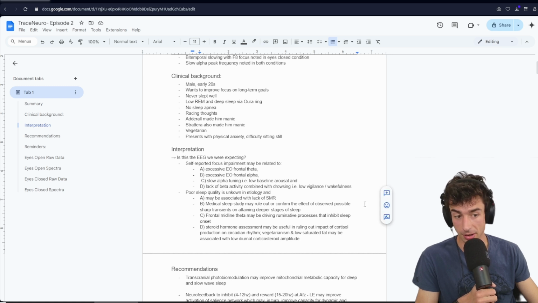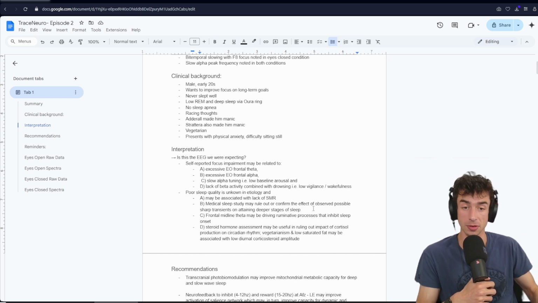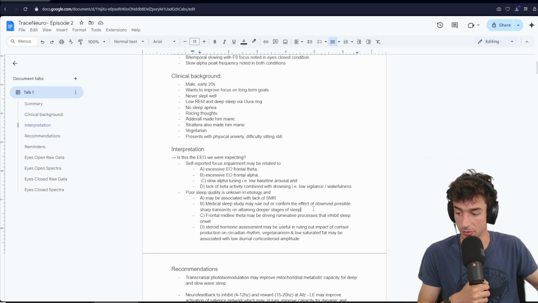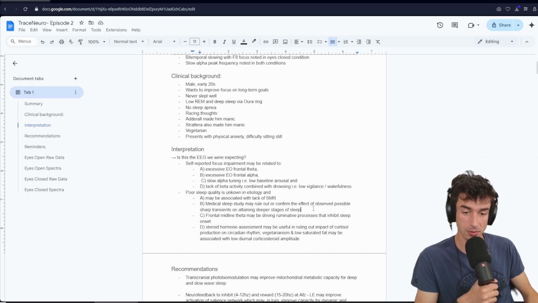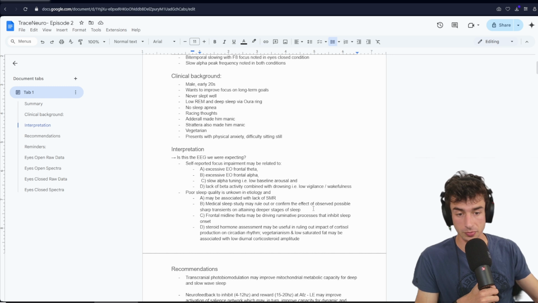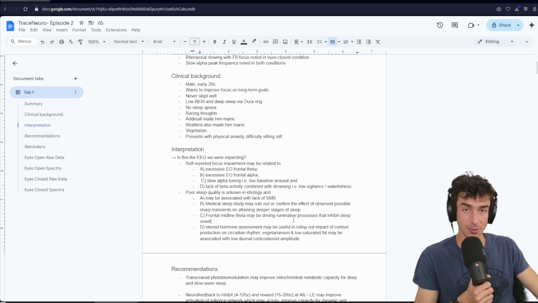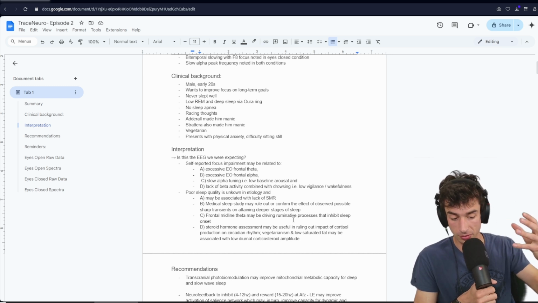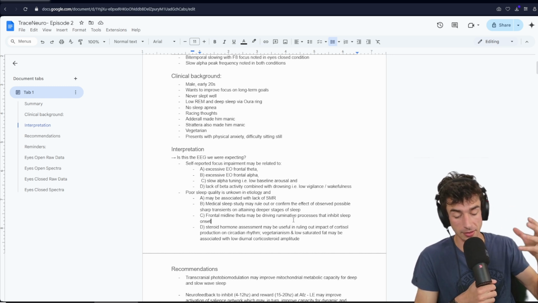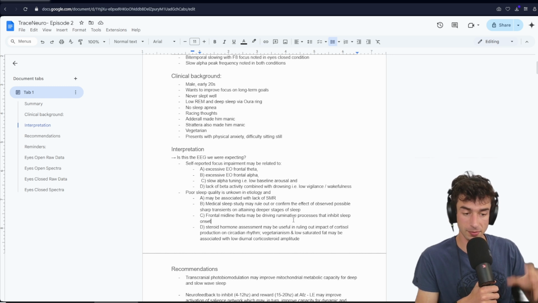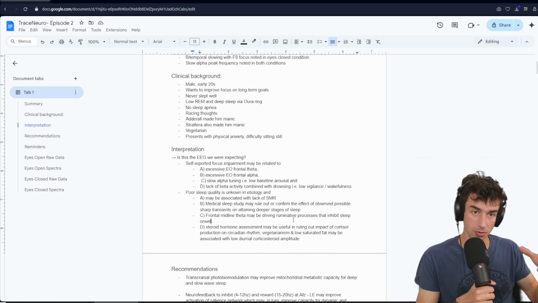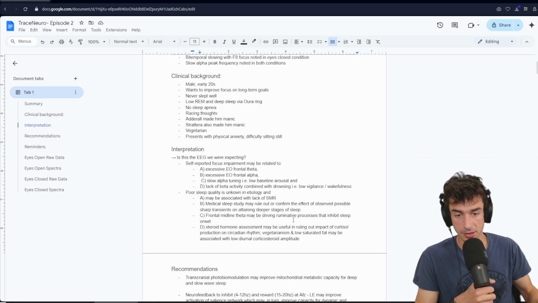Right, we did see some possible sharp transients in the eyes open. So I would wonder, how often are those happening as this person's trying to fall asleep? Right, is that preventing them from going into the deeper stages of sleep? There could also be a lot of rumination happening right before bedtime, where it's hard to fall asleep just because of that frontal theta feature, that sort of anterior cingulate being stuck on a particular subject and churning it over, makes it difficult to actually fall into deeper stages of sleep.